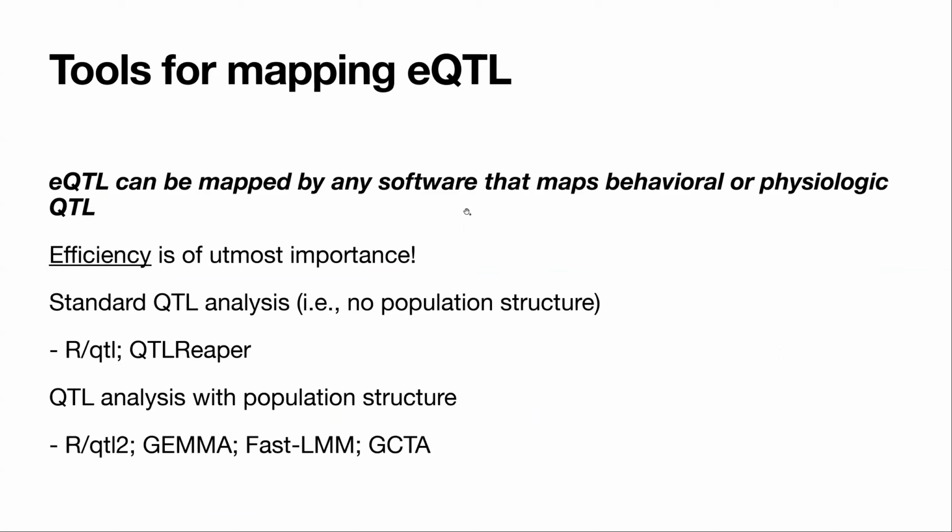So tools, we've been touching on this a little bit throughout, that the tools for mapping eQTLs are similar to any of the tools that can be used to map a behavioral or physiological QTL, but really efficiency is of utmost importance. So you can still use R/qtl, and there's other tools such as QTL Reaper and Matrix eQTL. It's another R package that can do this rather quickly. And then when we're doing QTL analyses with population structure, there are several software out there that work to make this more efficient computationally so it can run these mixed models quickly.